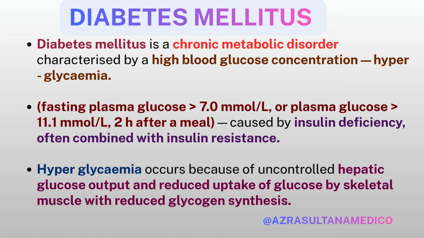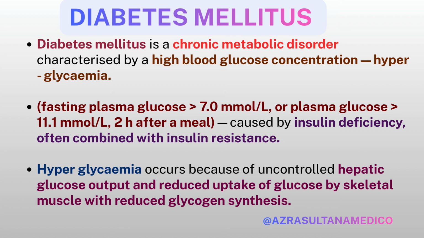Diabetes mellitus is a chronic metabolic disorder characterized by persistently high blood glucose levels, a condition known as hyperglycemia. It is diagnosed when fasting plasma glucose is greater than 7.0 millimoles per liter, or when plasma glucose exceeds 11.1 millimoles per liter 2 hours after a meal. Diabetes occurs primarily due to insulin deficiency, and it is often combined with insulin resistance, meaning the body's cells do not respond properly to insulin.